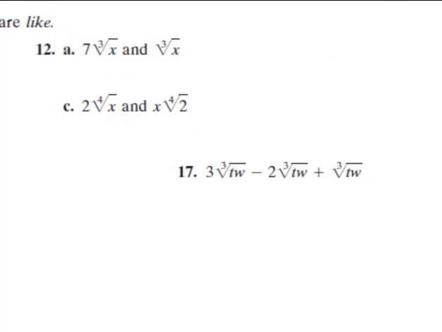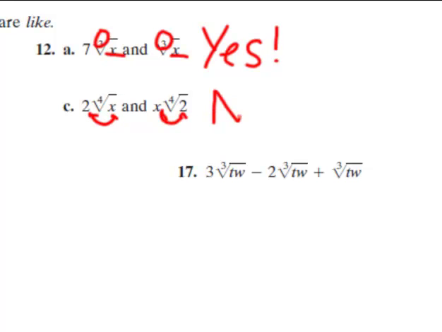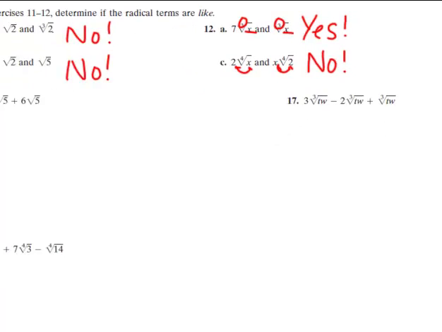Next one's 7 square root x and cube root of x. Yes, we can definitely combine these guys because they have the same index and the same radicand underneath. And with the next one, they're both fourth roots again, but because you have an x underneath one and a 2 underneath the other, it doesn't matter that both of these have a 2 and an x. You need the same thing underneath, so we cannot combine those.